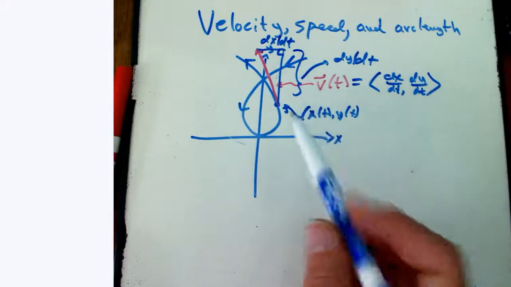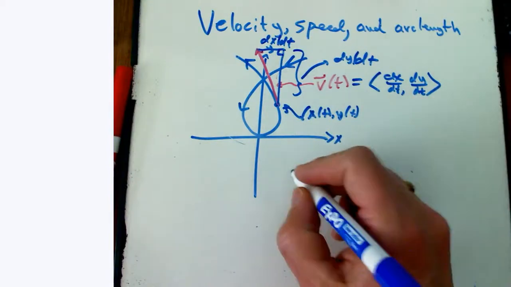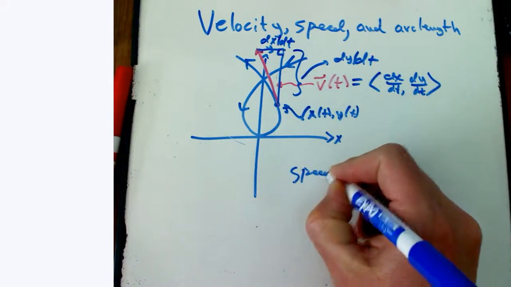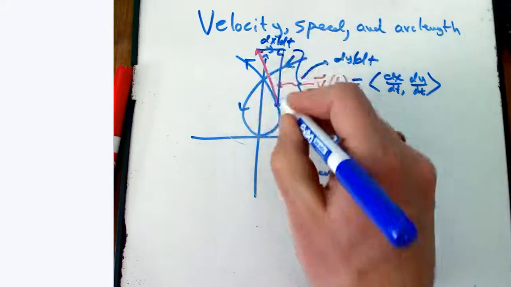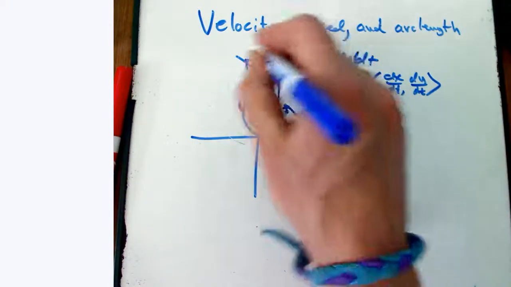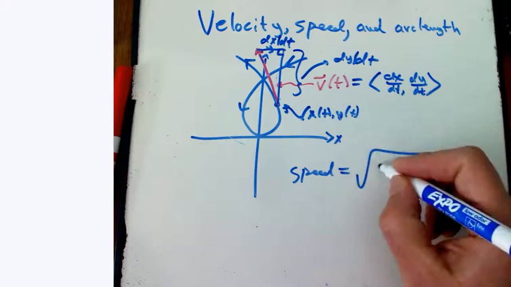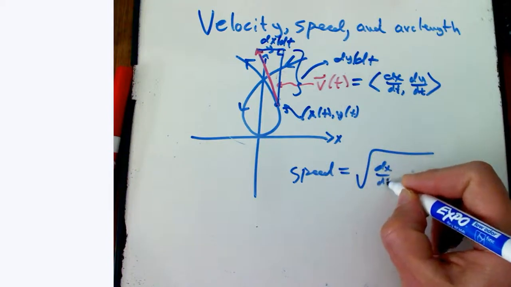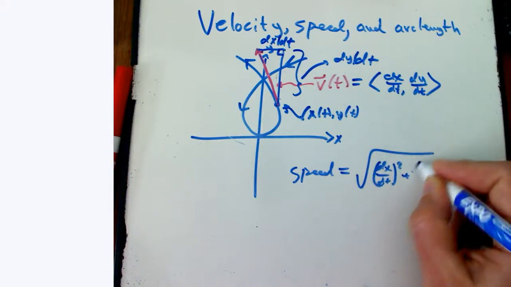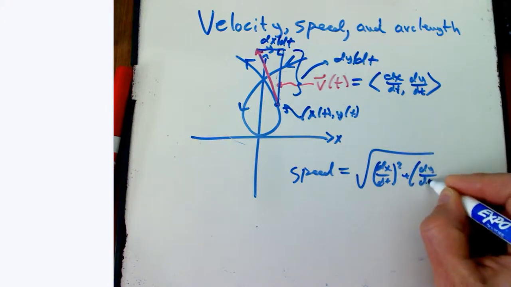And in particular, the speed is just how long that thing is. And this is the Pythagoras calculation I was alluding to earlier. It's just the square root of (dx/dt) squared plus (dy/dt) squared.